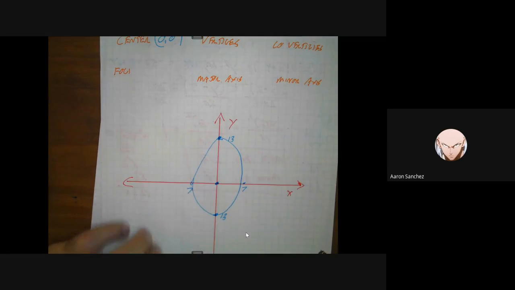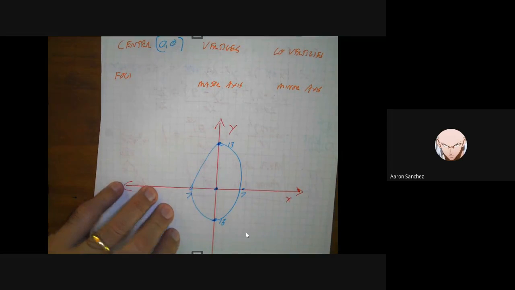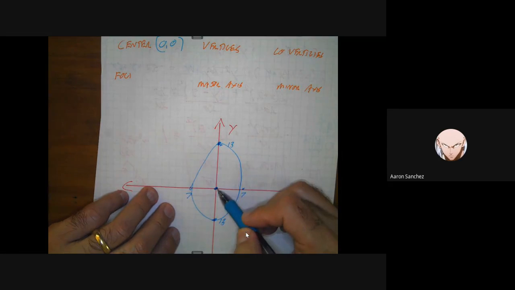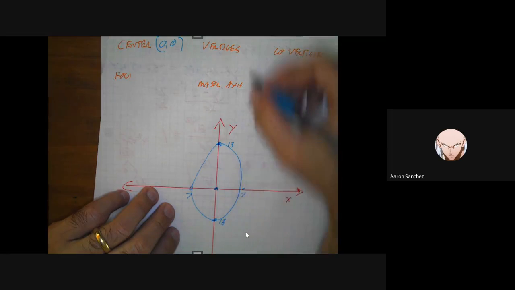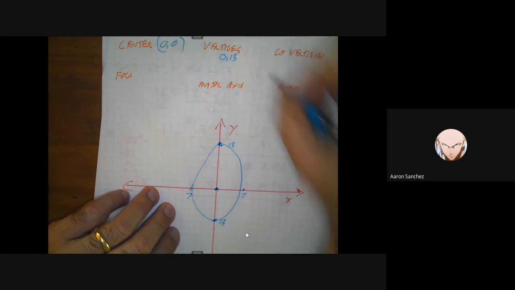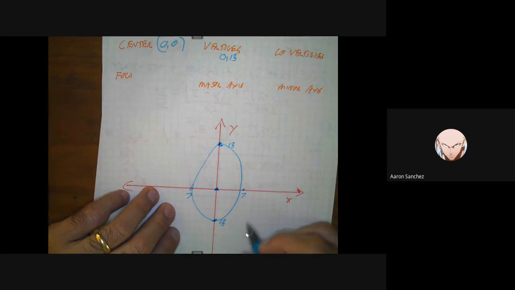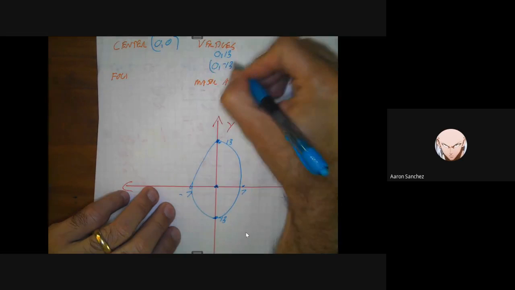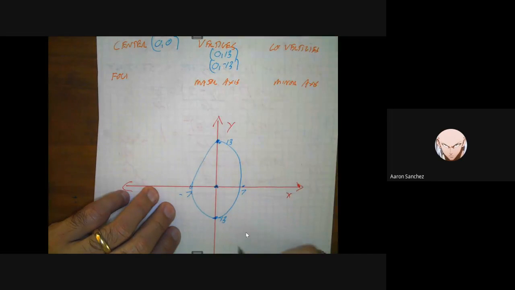It's a little off. So let's talk about our vertices. This is my vertex right here, right? From the center, I go up 13, so this point has to be 0, 13. My vertex down here is 0, -13. Any questions on how I got those? The picture helps me to see that. Do you need to draw the picture? No. You can do it without it? Great.